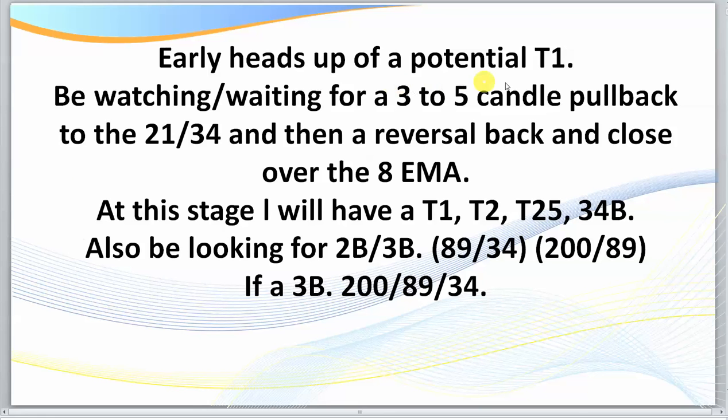So if you get a 3 to 5 candle pullback, you'll usually get a T1 setting up, a T2, T25, or a 34B. Of course, if you're getting an 89B, it's usually many more candles than 3 to 5. What you also want to be looking for is 2Bs and 3Bs. That is, if you've got a 34B on your entry chart, you've got a 21B on your anchor chart. If you've got an 89B on your entry chart, you've usually got a 34B on your anchor. They're what we call 2Bs. They're a very good trade.